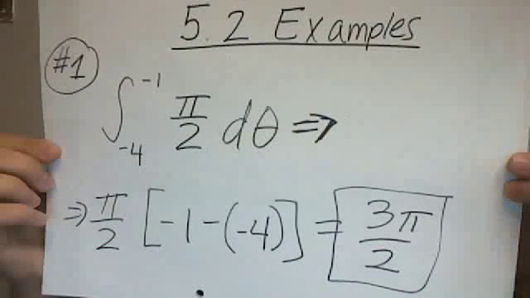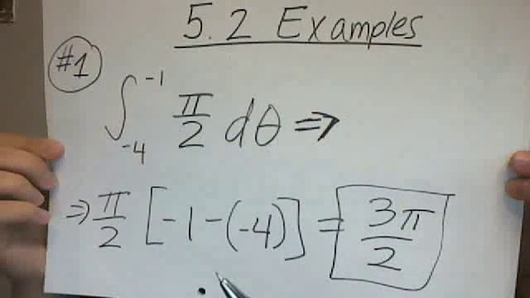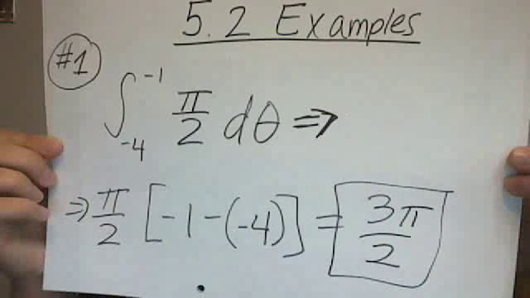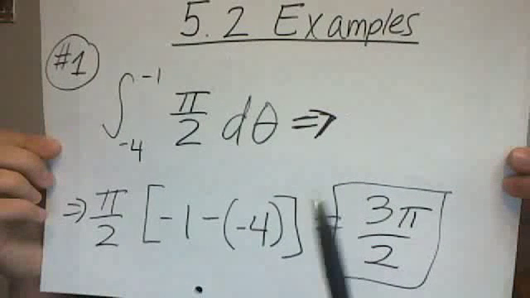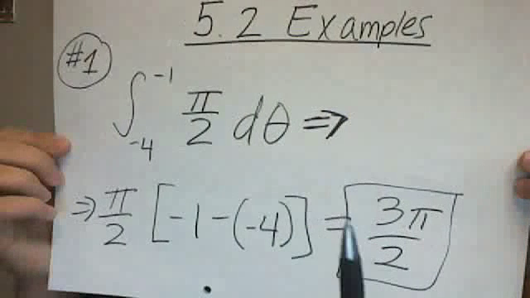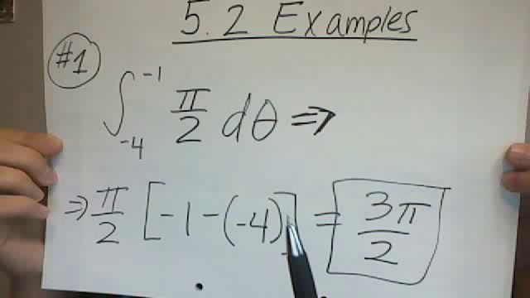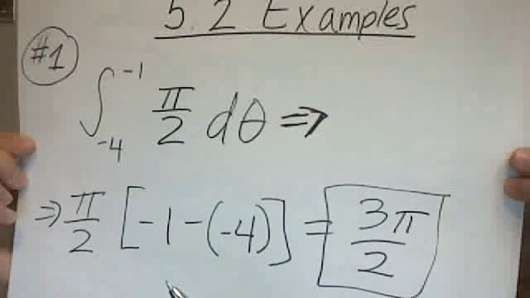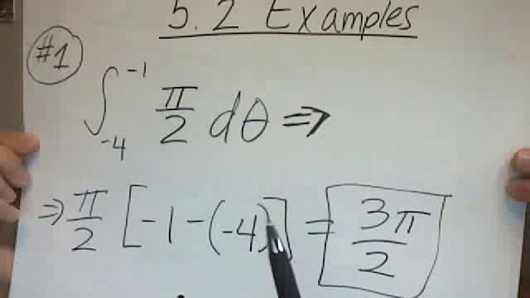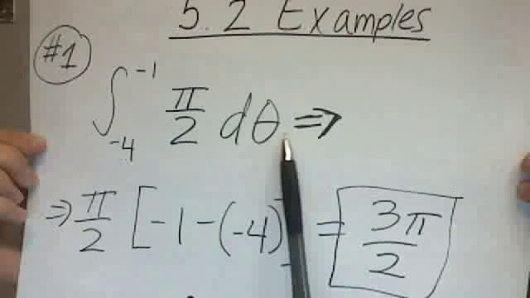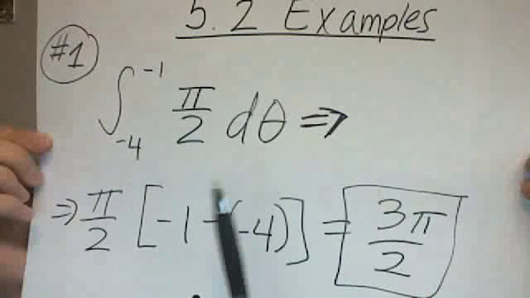And here we have a beginner's problem to get us started off. We're integrating the function d theta times pi over 2 from the boundaries of -1 to -4. So this is basic because the antiderivative of d theta is theta itself.